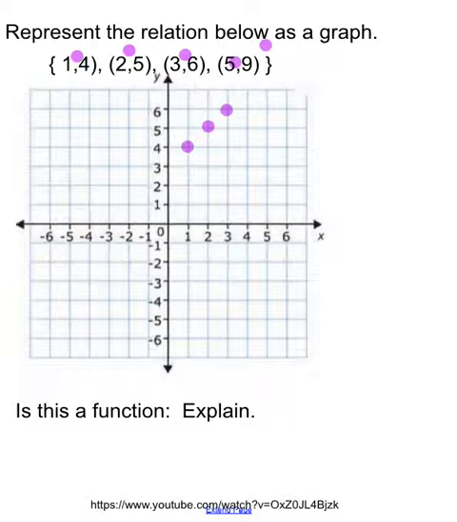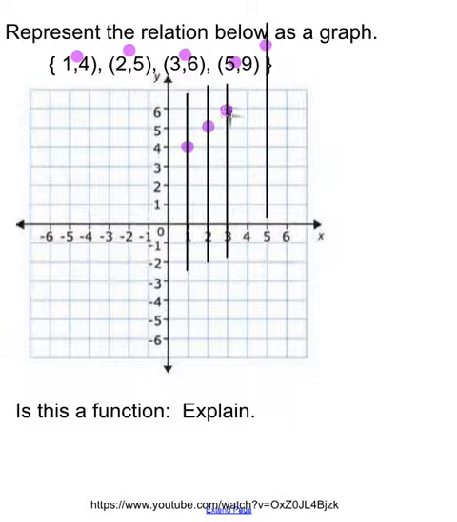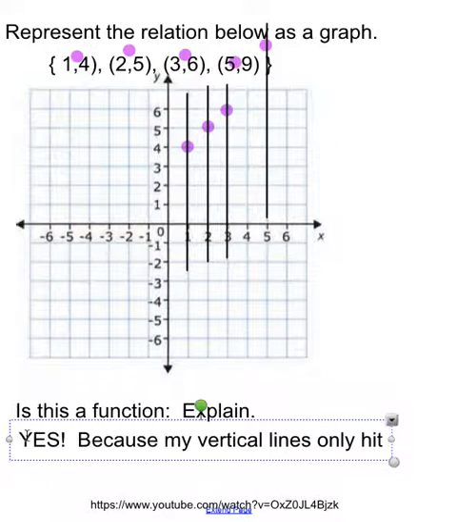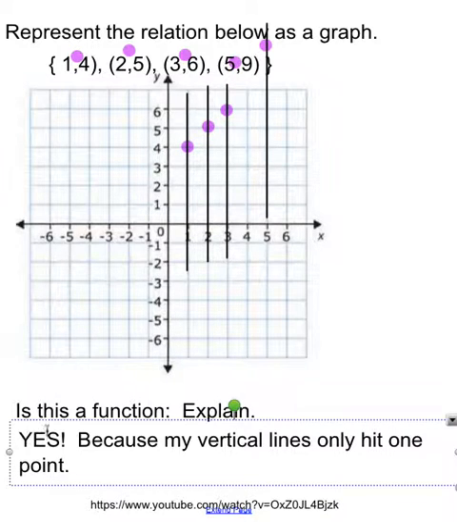So I'm going to do that vertical line test. I'm going to pull my line out and see if I can hit 2 points at the same time. That one hit 1. I only hit 1. I still only hit 1. Still, no matter what I did, I could only hit 1 at a time. So, is this a function? Yes, it is, because my vertical lines only hit 1 point. So, this is a function.